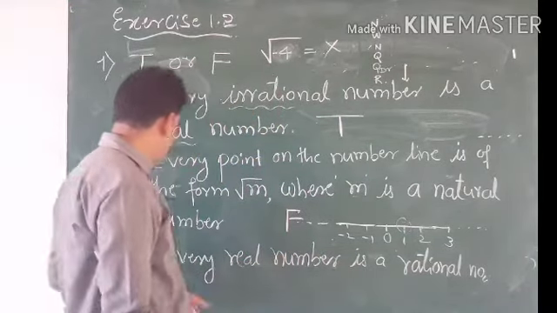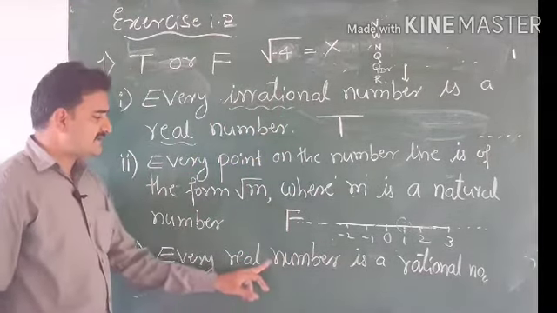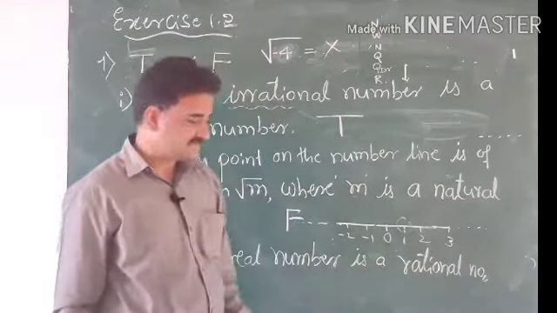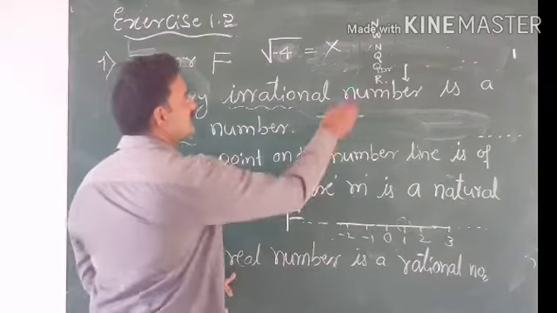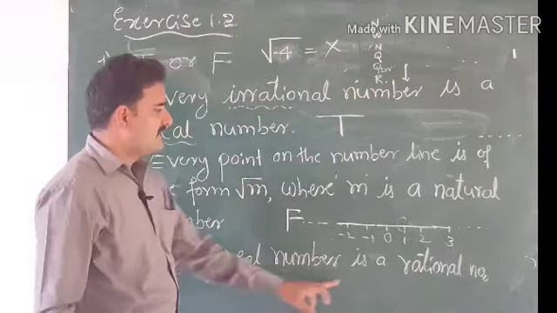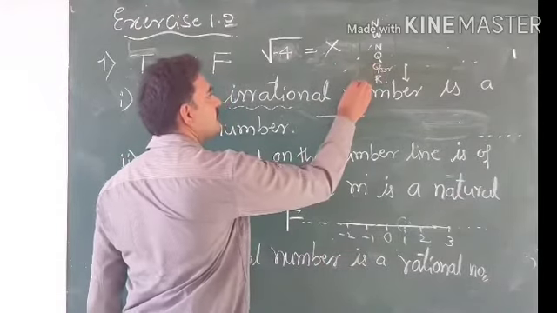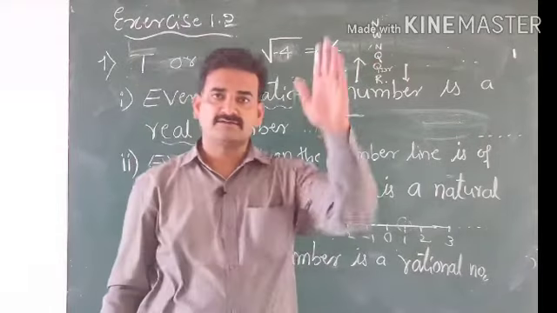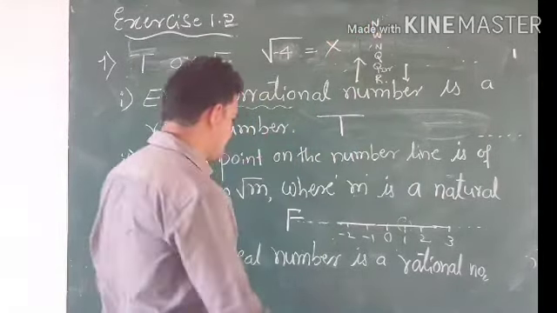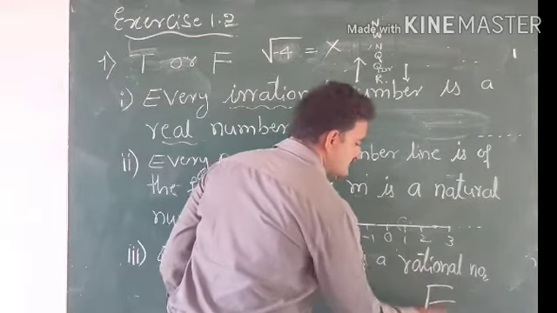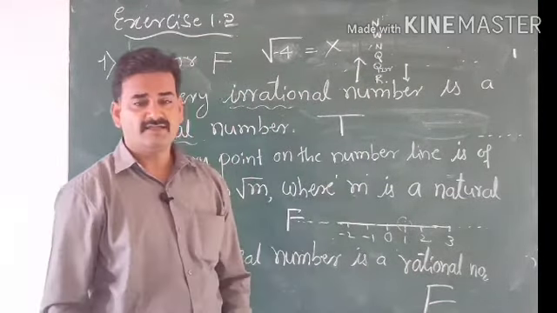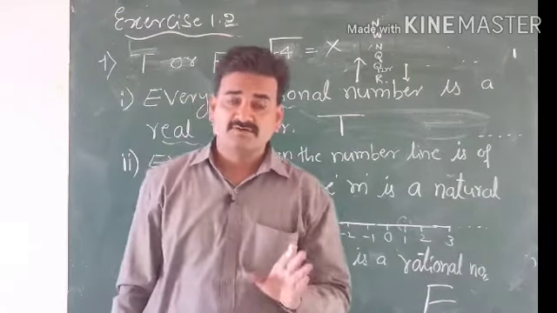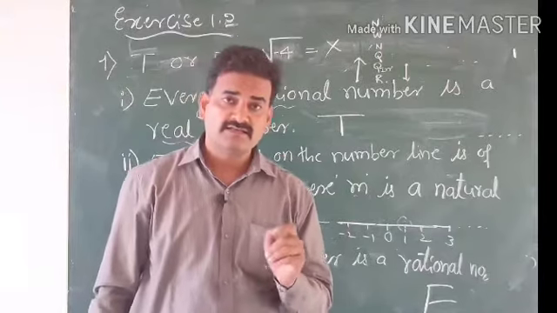Understood? Next, every real number is a rational number. Again we will go for a chart. Every real number is here, rational number is here. How to go from real number to rational number? I am going in reverse order. Up means false. So this is the way we are going to solve. We solved already. So first bit is over. Now we will go for a second bit.